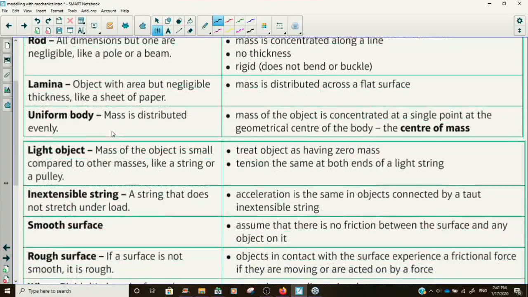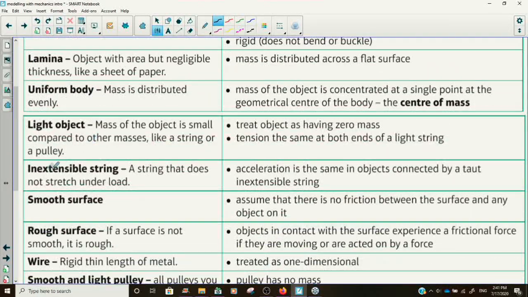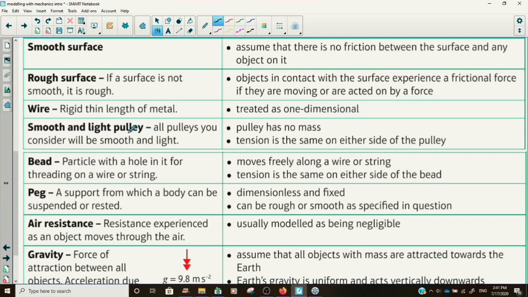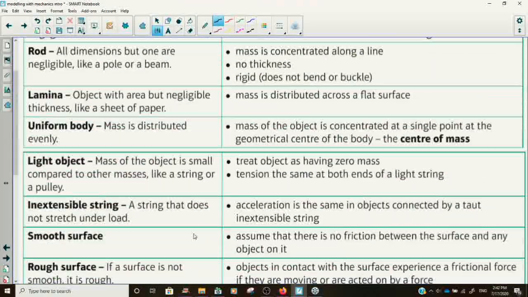You need to be aware of all of these, particularly things like particles, rods, inextensible strings, smooth and rough surfaces, and pulleys as well are always frictionless. There's no friction involved when you have two objects connected via a pulley. Air resistance, we normally ignore air resistance in this year anyway, and gravity as well. Assume that that's constant, and we normally approximate it as 9.8. So just have a read through them, folks. Just be aware of them.